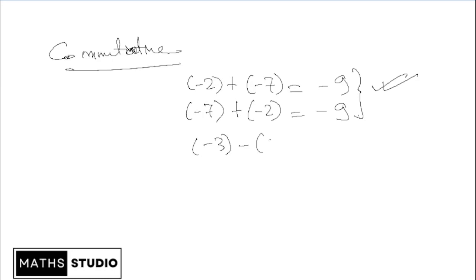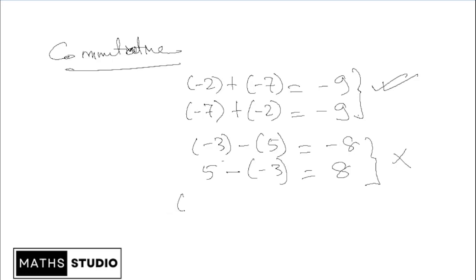-3 minus 5, and 5 minus -3. Let us see what happens. -3 minus 5 is -8. In this case, 5 minus of -3 will be 3. So 5 plus 3 is 8. So the answer is different in this case, so it won't follow the commutative rule.